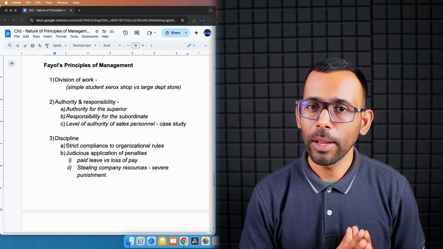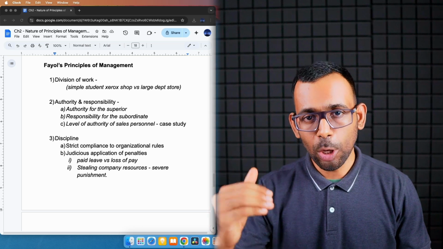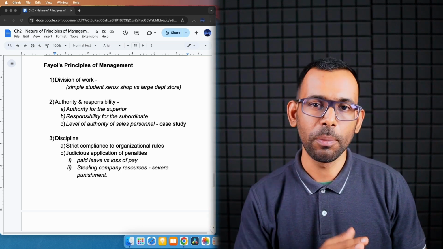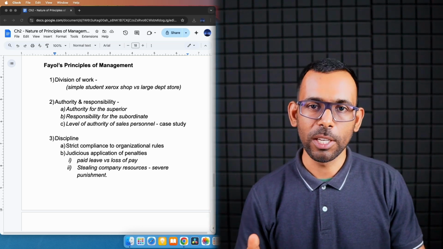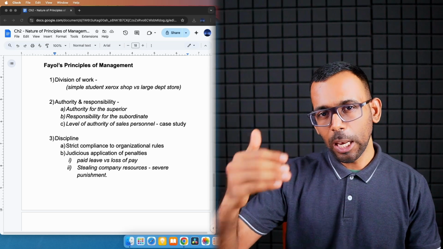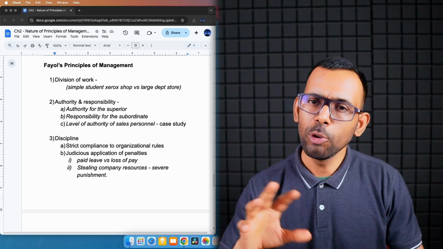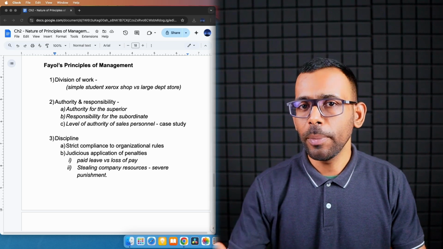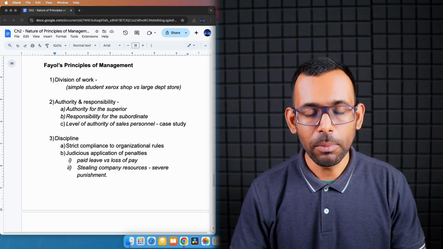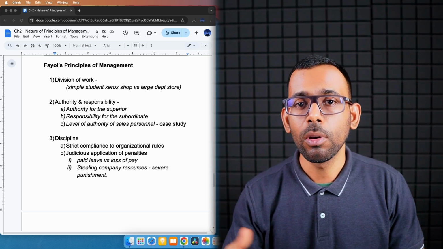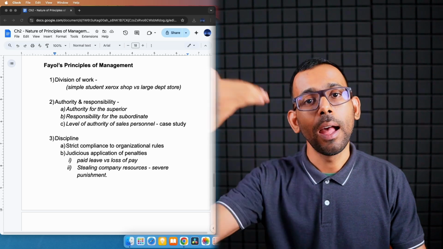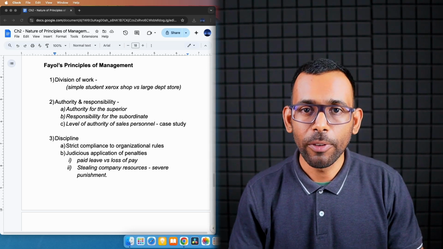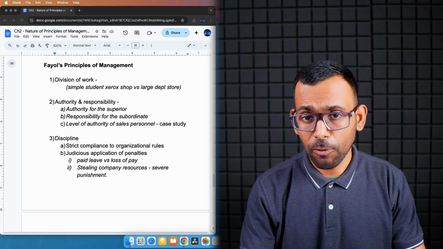But let me give you an example. The person at the lower level management, we saw in the first chapter, isn't it? Middle management and operational level management. The people at the lower stages of the organization usually will get a very limited amount of authority. They will not have too much power, so they cannot take as many decisions as the people at the higher levels of hierarchy in a business. Let me give you an example.